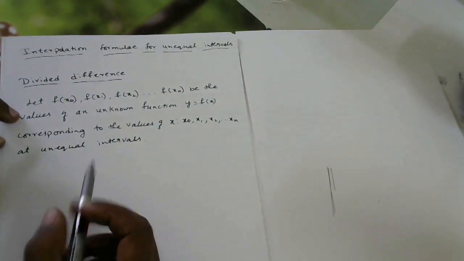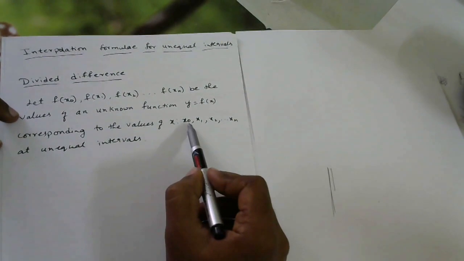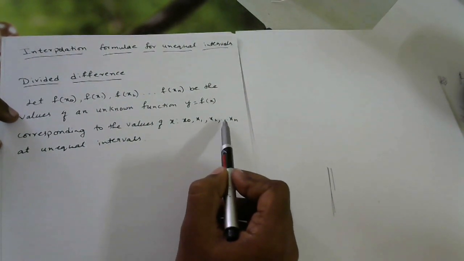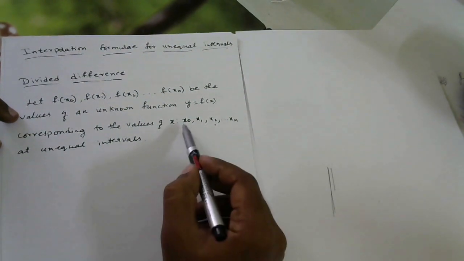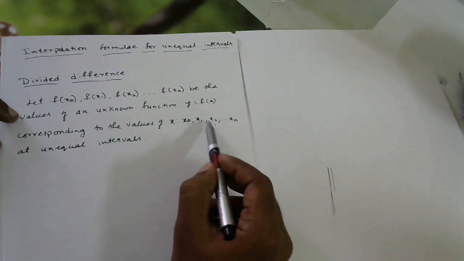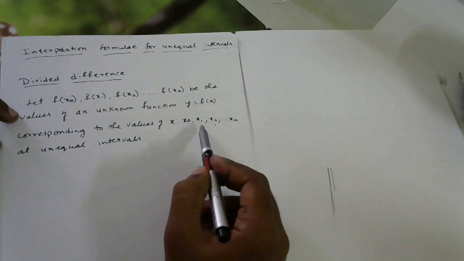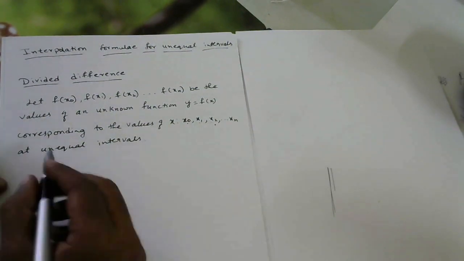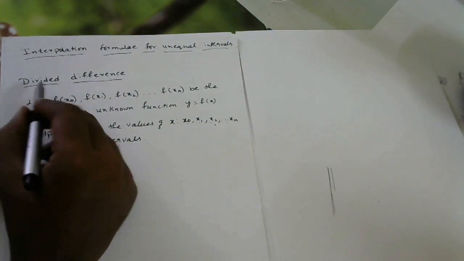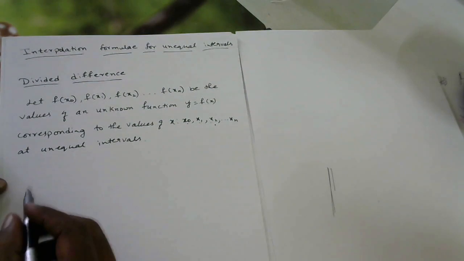So when you get equal intervals, x0, x1, x2, x3 and so on, the difference is equal, then you will get an equal interval. When you get an unequal interval, the differences between x0, x1, x2, x3, x4 are different numbers. At that time you have to use the divided difference formula.